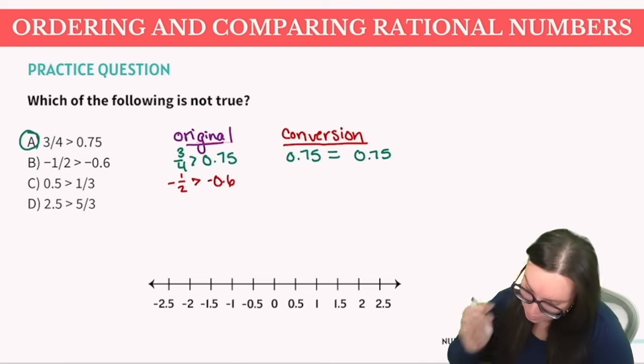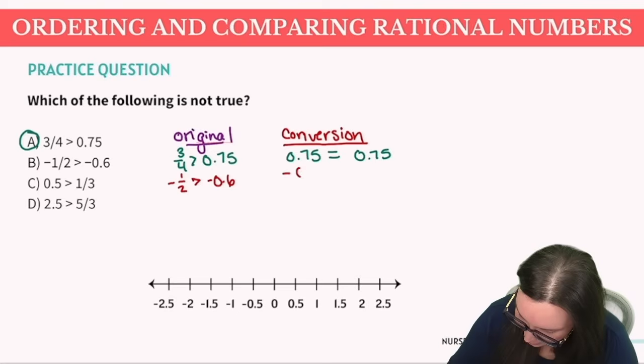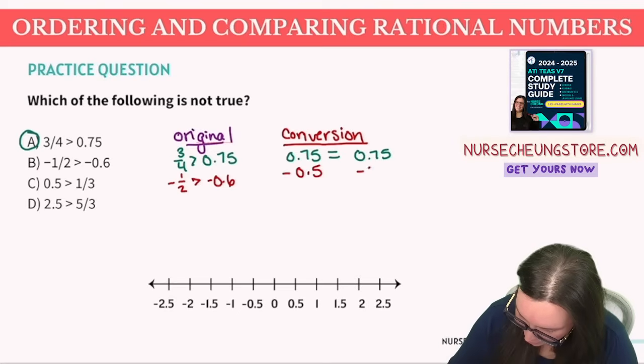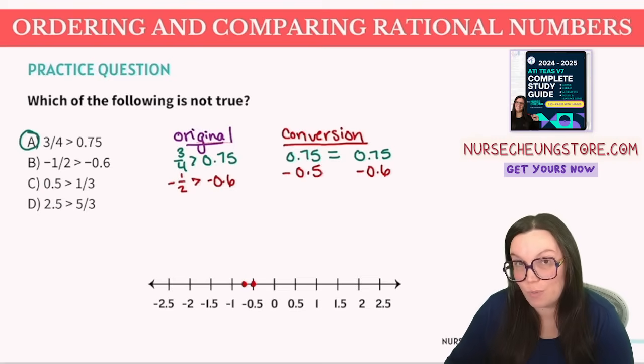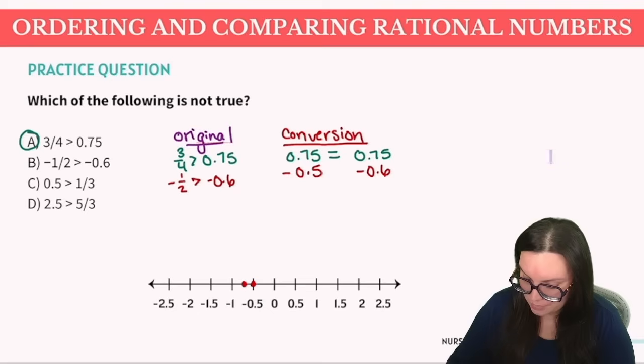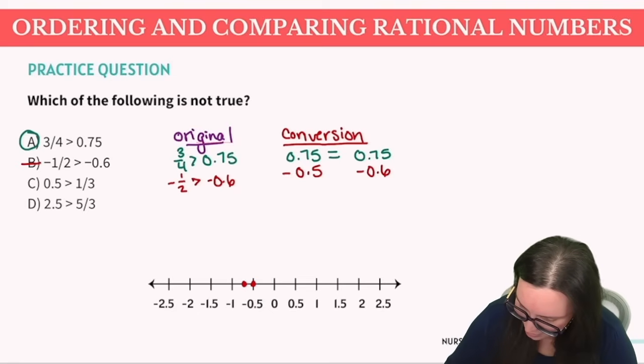So using our number line, we know that -1/2, when we convert it to a decimal, is -0.5, and we have -0.6. So 0.5 would be here, 0.6 would be right about here. So is -1/2 greater than -0.6? Yes, absolutely. So we can automatically eliminate that answer.